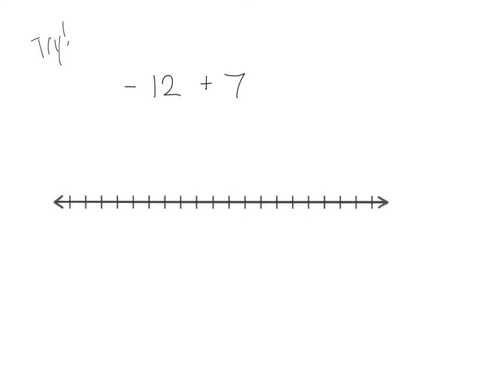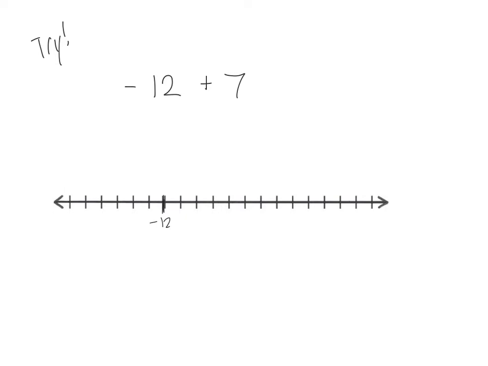Okay, so again, we always start with the first number and say this is where we're starting, this is what direction we're going, and this is how many we're going in that direction. So add means go to the right, okay? So we're starting at negative 12 and we're going to the right 7. So I have to have room to go 7 this way, so I'll maybe start right there. So that's negative 12 right there.